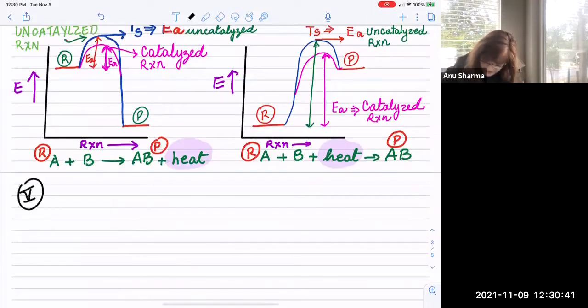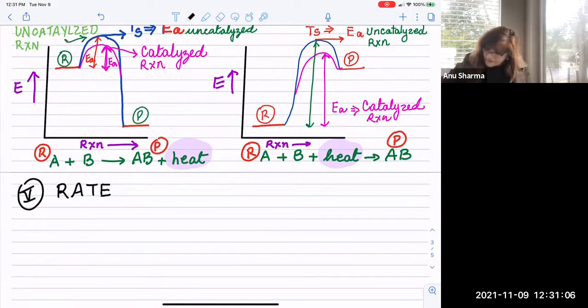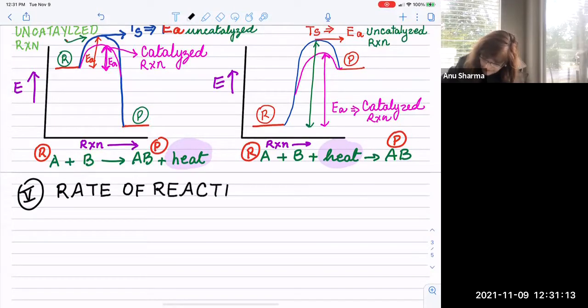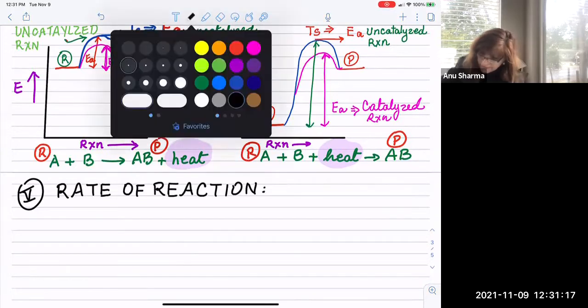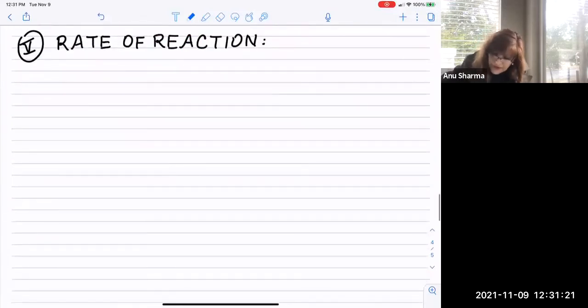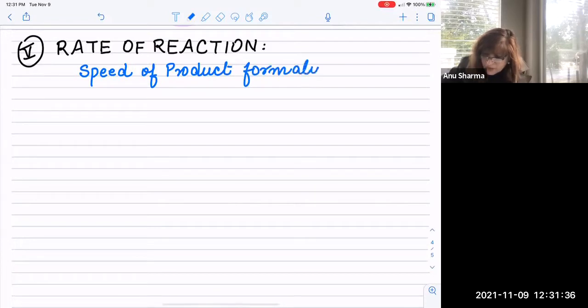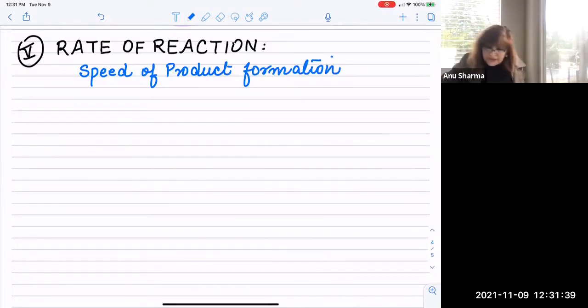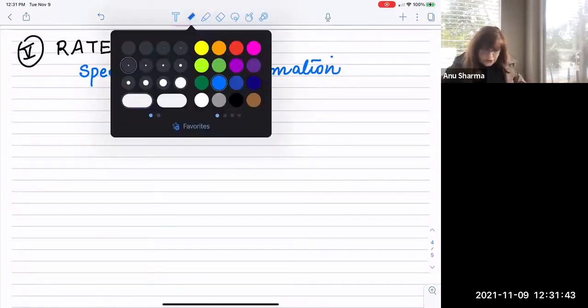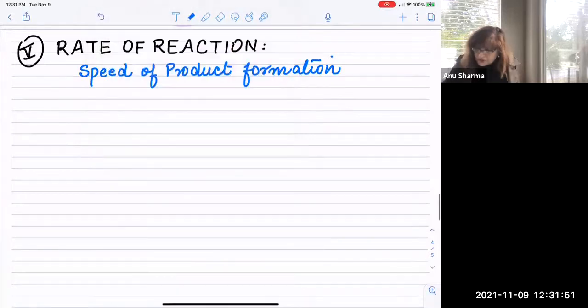What is the meaning of the rate of reaction? Rate of reaction is the speed with which the products are formed. The speed of product formation. Now, how can you increase that speed? Or what factors are responsible for the product formation? What is it that leads to the change in the concentration?